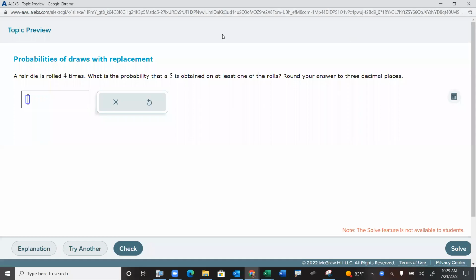All right, so on this one, it says a fair die, just a standard die, is rolled 4 times. What's the probability that a 5 is obtained on at least one of the rolls? Okay, so those are the key words, at least one or at least once. So there's a direct way to do it, and that's going to be the harder way. And there's a cooler way to do it.